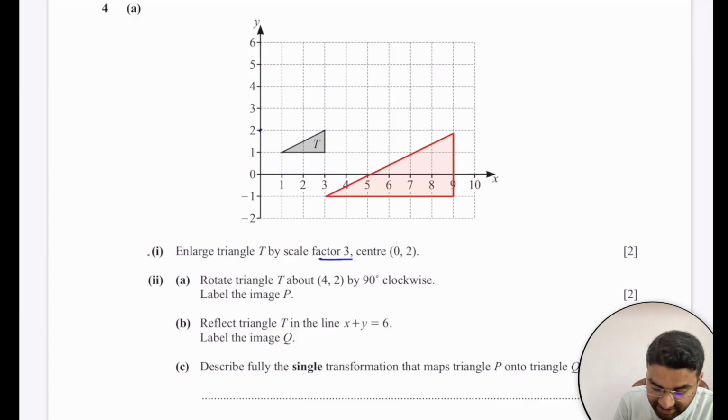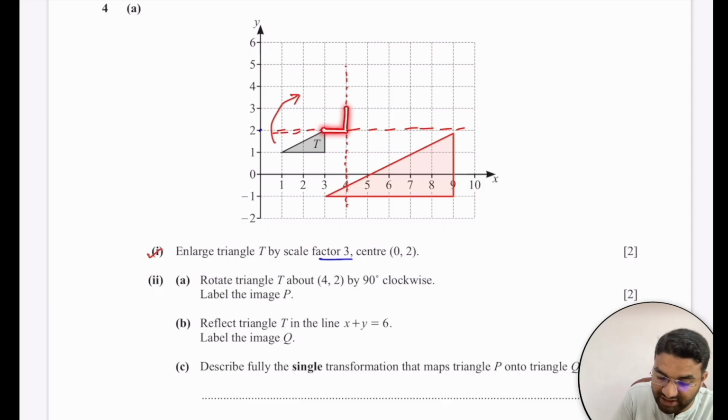Then next, the first part is done. Second part: rotate T about (4, 2) by 90 degrees clockwise. 4 comma 2 is here, and at 4 comma 2 let me draw a small mark to get a little better idea. So you have to rotate it 90 degrees, meaning clockwise, like this, right? The first point, this one, will be here. So A becomes A dash, B becomes B dash here, C becomes C dash here, and you just have to connect these 3 points. Done. You have to give this image the name P.